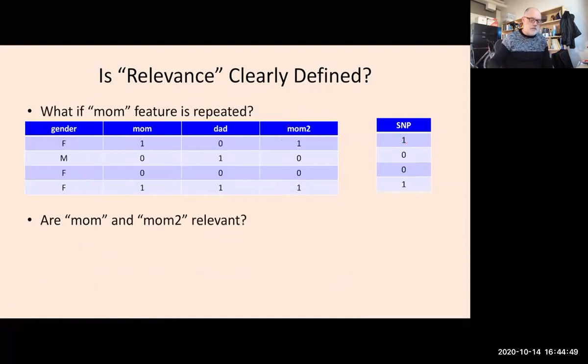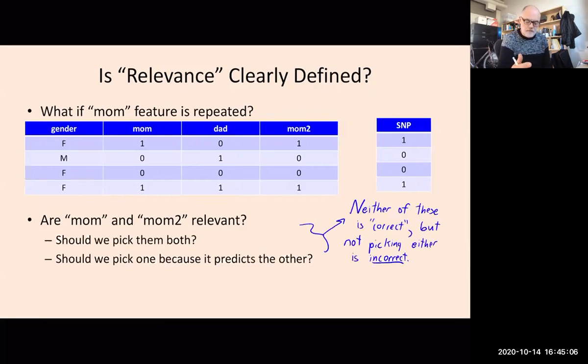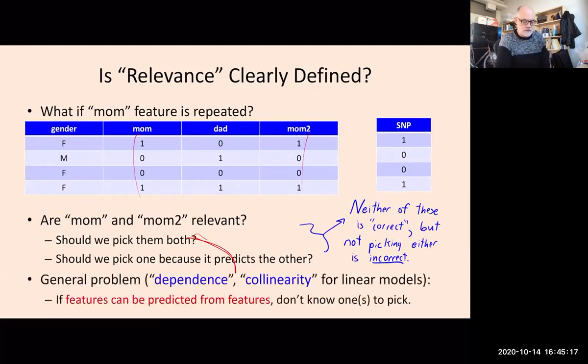Right? So what if we happen to get a data set that has the mom feature duplicated? So which one is relevant? Are they both relevant? Should we pick them both? Should we pick one because it predicts the other? Obviously neither of these options is correct, but not picking either is incorrect too, because if you didn't pick these, then there would be relatively little signal to make the prediction on.